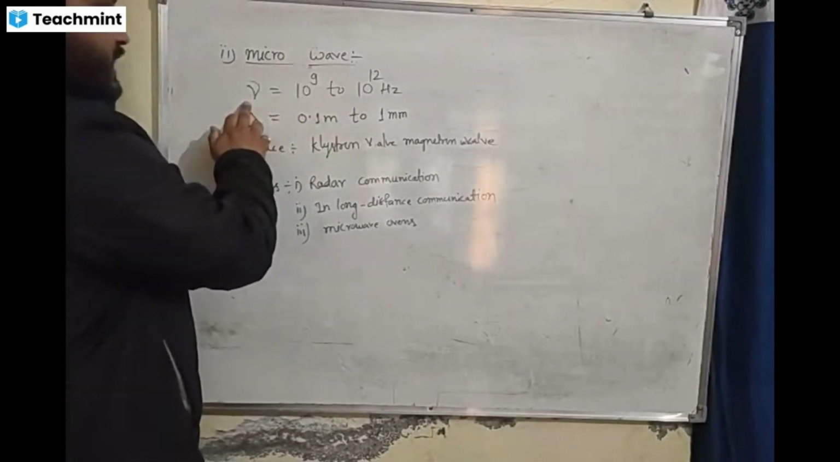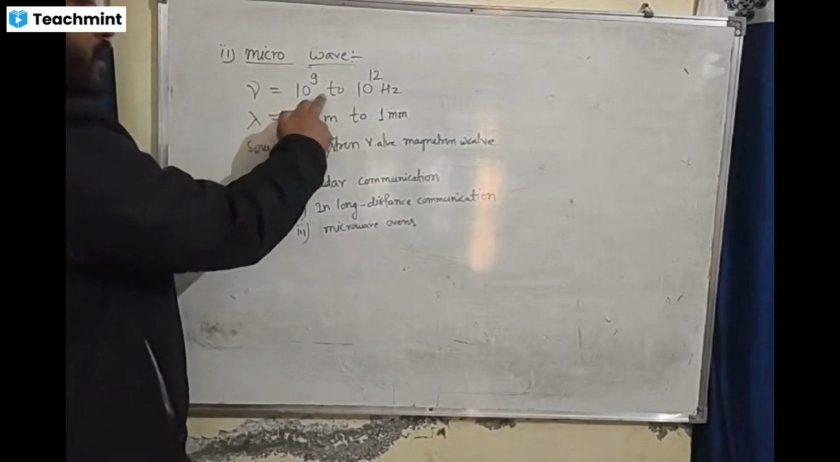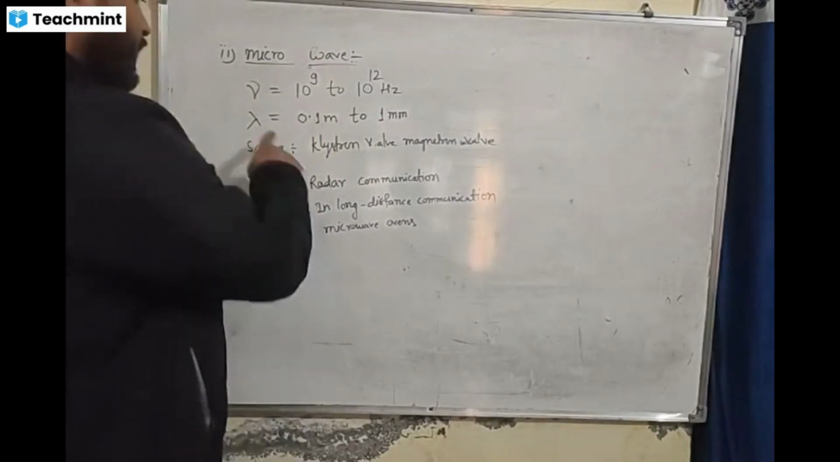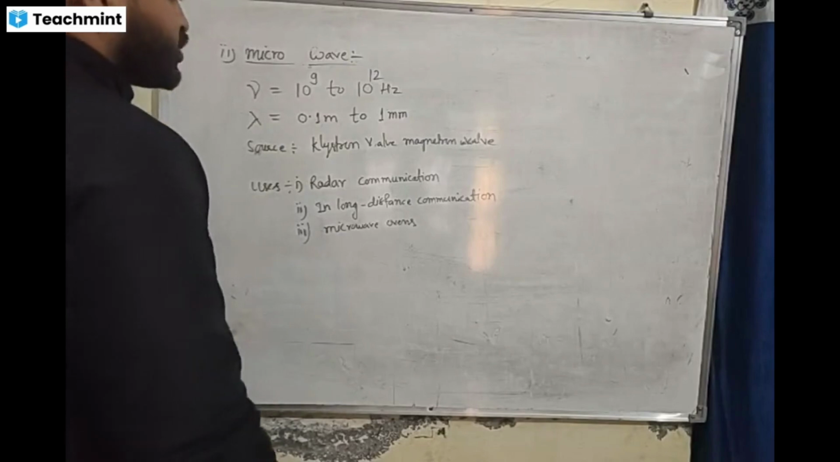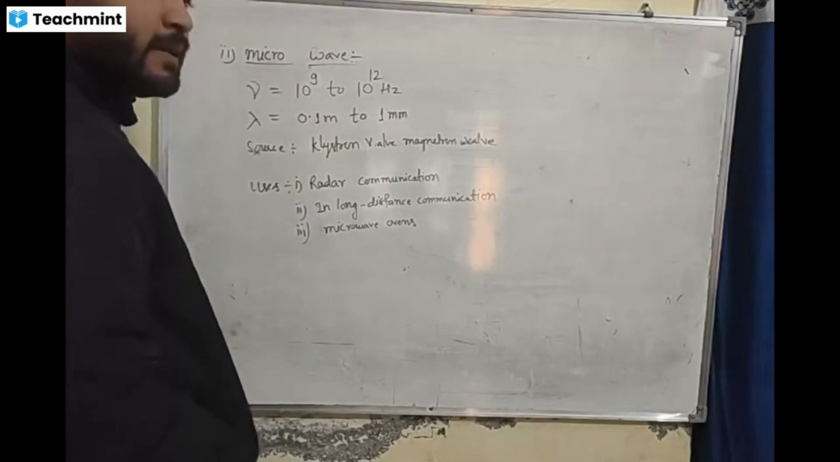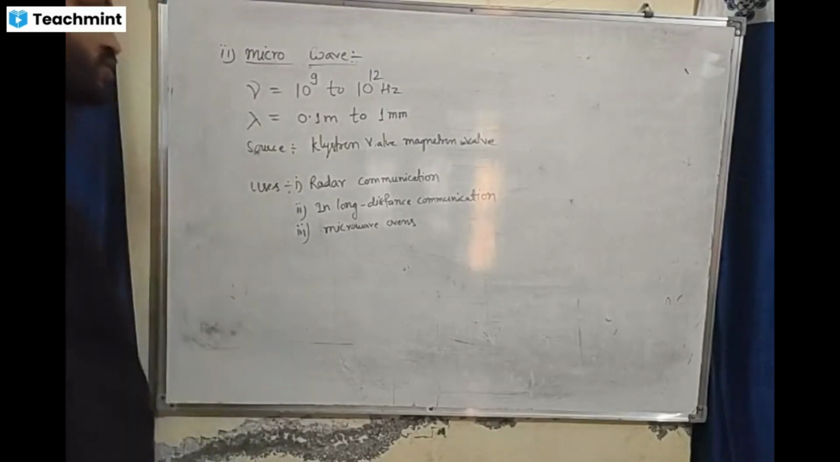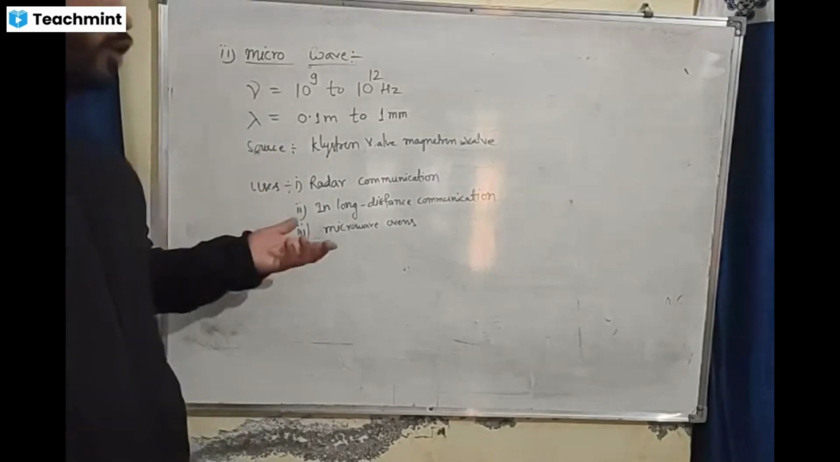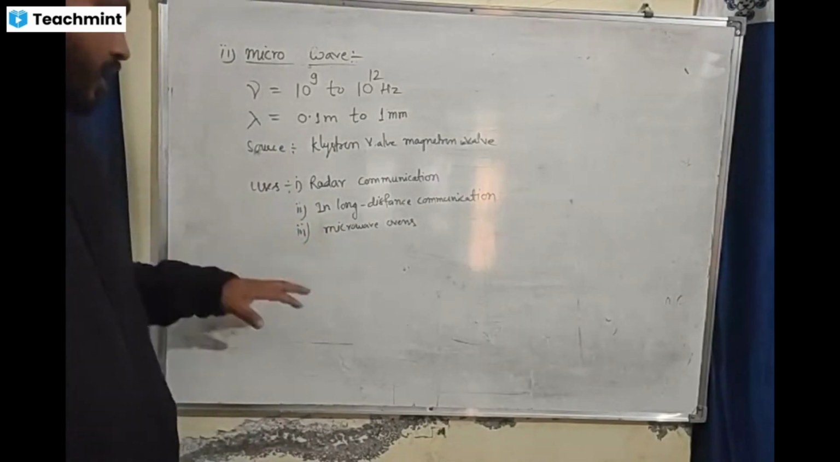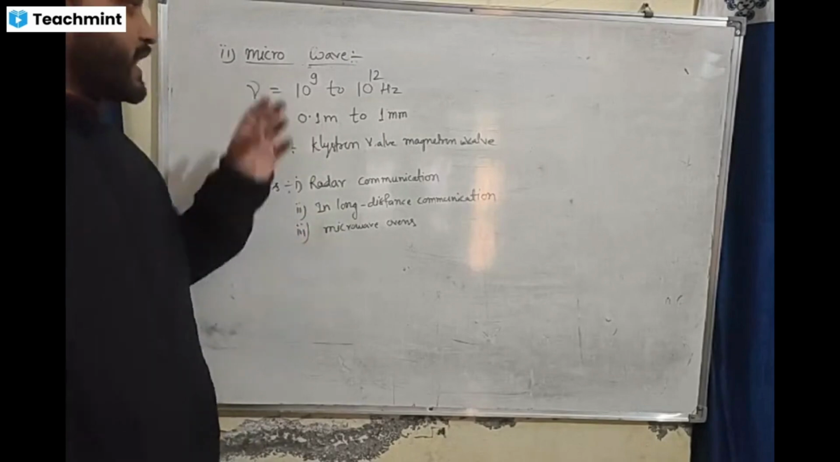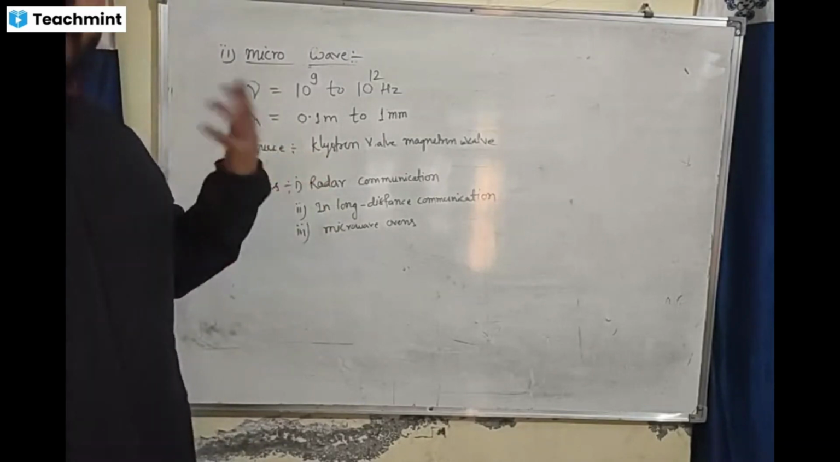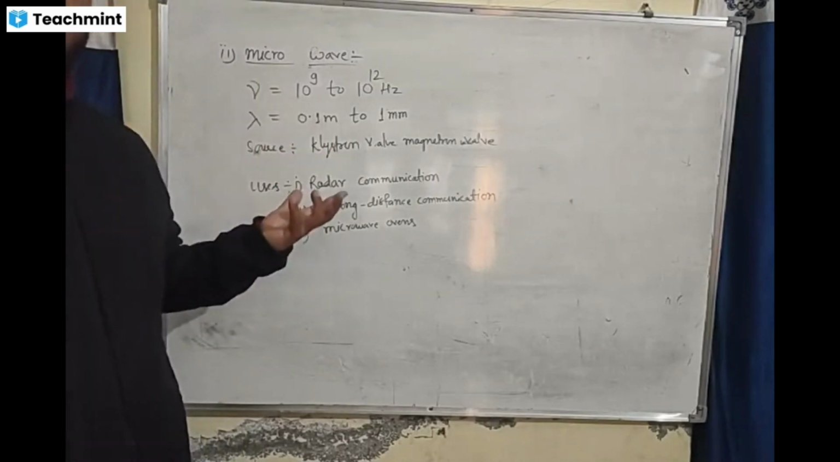Now the second part of the electromagnetic spectrum is microwave. The frequency range of microwave is from 10 to the power 9 to 10 to the power 12 hertz. The wavelength range is 0.1 meter to 1 millimeter. The sources are klystron valve or magnetron valve.